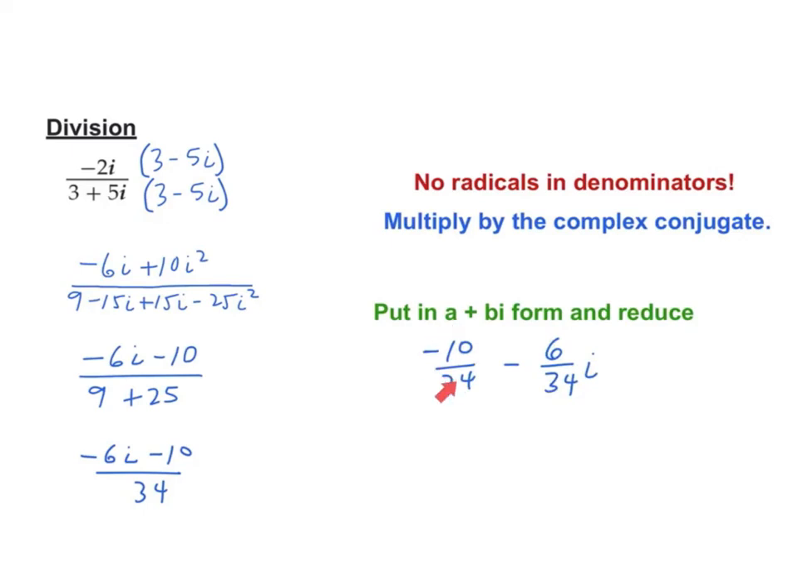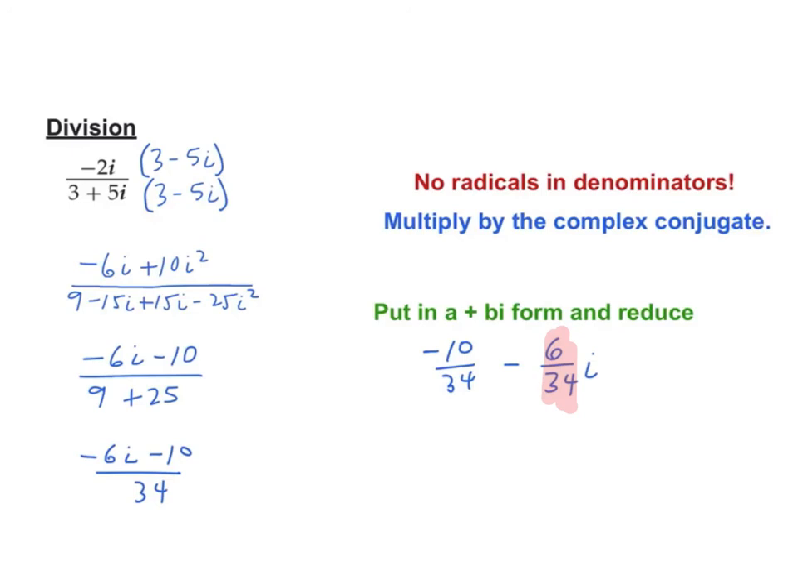Negative 10 over 34, that's this part here, minus, since this is minus, 6 over 34. Now notice how I slid the i to the side instead of leaving it up top, because it's supposed to be a plus bi. So this whole thing here is b, and then the i is sort of sitting next to it. So when we get a crappy fraction like this, which is going to happen, that's how you separate. Put both parts of the top over the denominator.